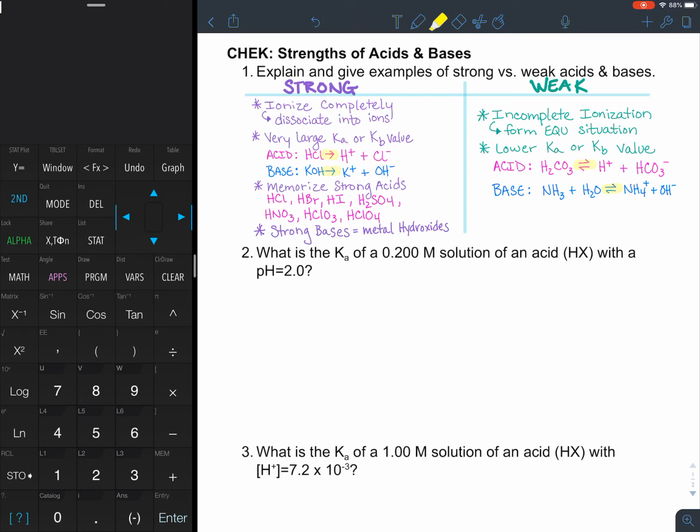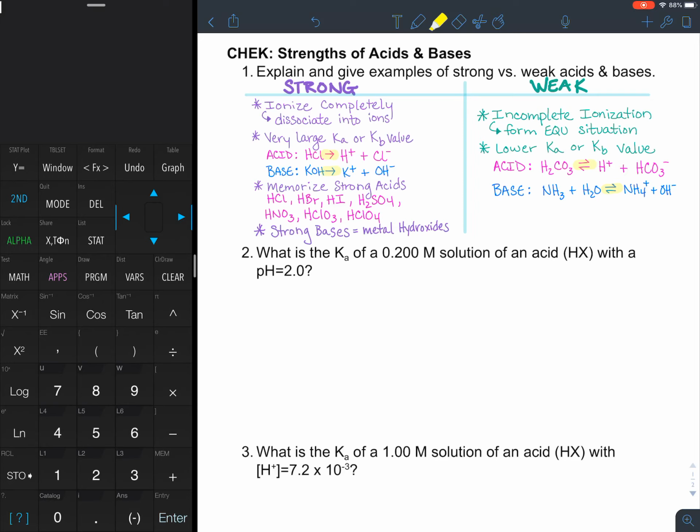The acid and base dissociation constants, the Ka and the Kb, are also different for those. We have very, very large ones for strong and very low values, generally speaking, for weak acids and bases. I have a couple examples there.